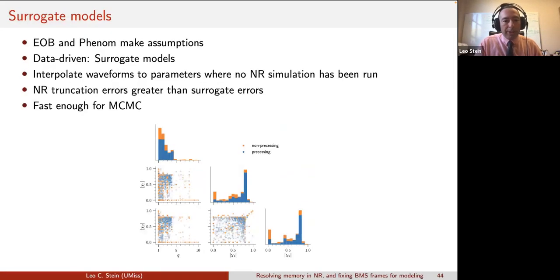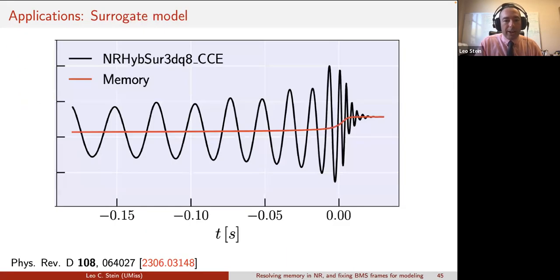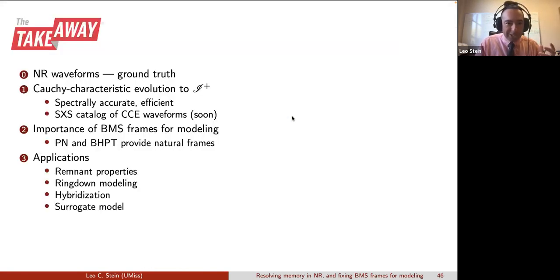Okay, so I'm going to skip all of this because I ran over time. I'll say that we now have a surrogate model which actually incorporates memory coming from CCE waveforms. So this was trained directly on CCE waveforms. If you do pip install GW surrogate or conda install GW surrogate, then you can get these waveforms that actually include memory without doing an NR simulation, just 10 or 20 milliseconds using this thing called a surrogate model, which I didn't explain. Very sorry about that.